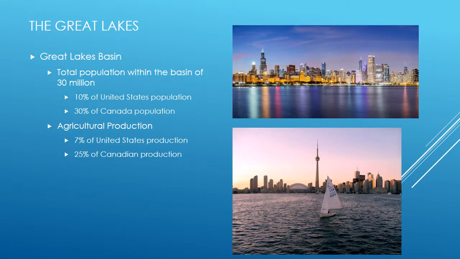The Great Lakes Basin has a total population of 30 million people, with 10% of the United States population and 30% of the Canadian population. Some large cities that are in the Great Lakes Basin include Chicago, which is pictured on the top right, Toronto, pictured on the bottom right, and Milwaukee, Cleveland, Buffalo, among others. There's also a lot of agriculture within the Great Lakes Basin, with 7% of the United States production and about a quarter of the Canadian production.